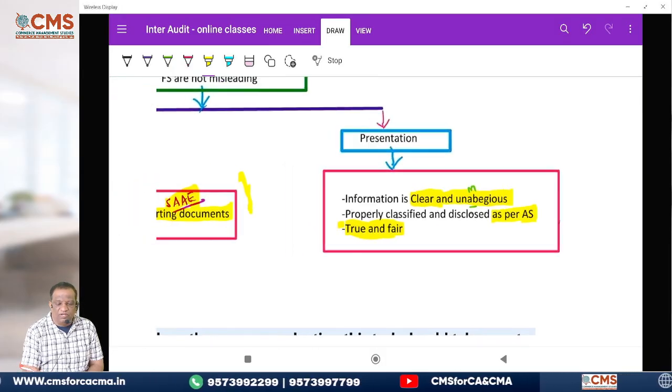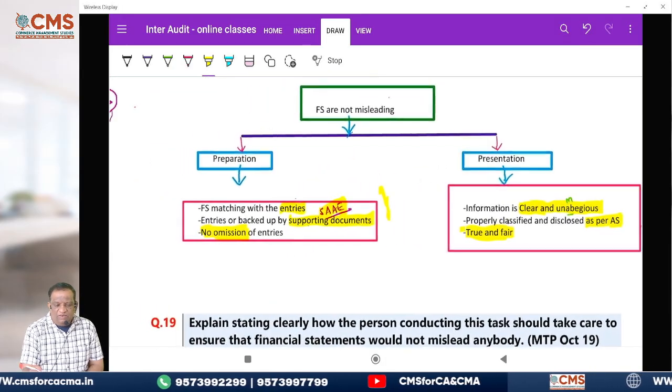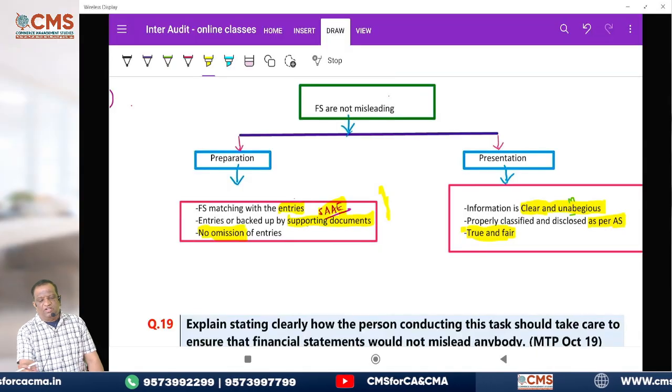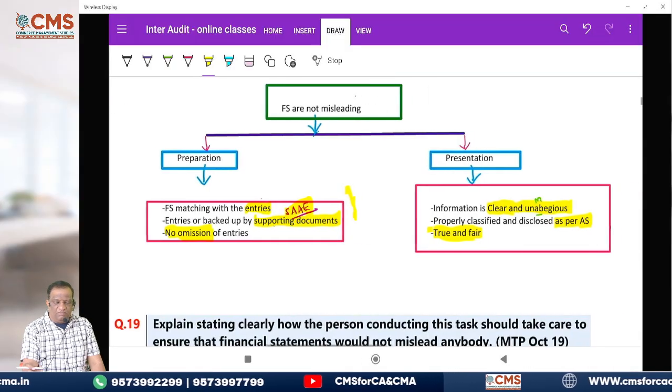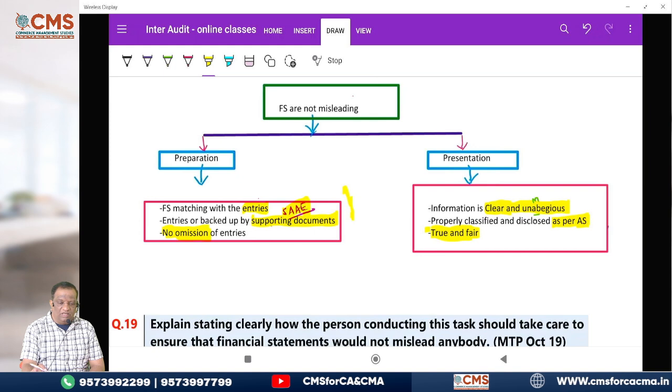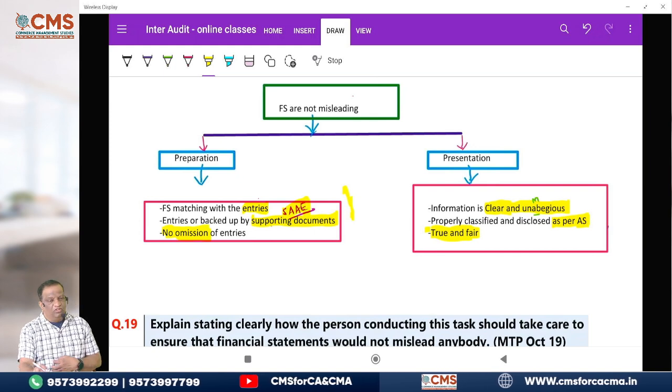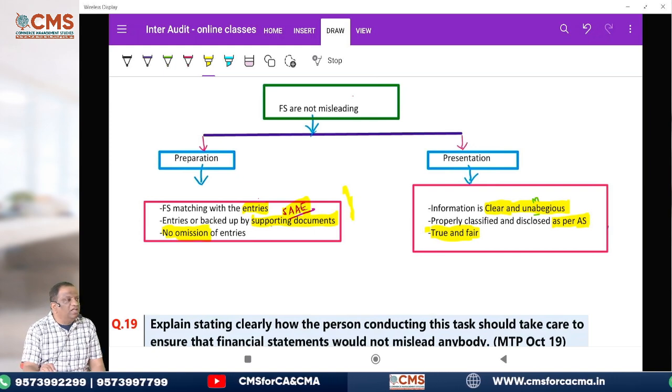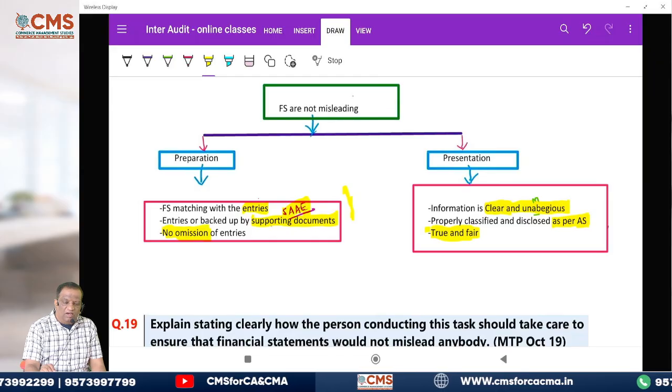Since this is an important question, let us revise. What is the objective of the auditor? The objective of the auditor we will discuss in detail, but to begin with, it is to express opinion. But while expressing opinion, the auditor must ensure that the financials are not misleading. And how do I ensure?